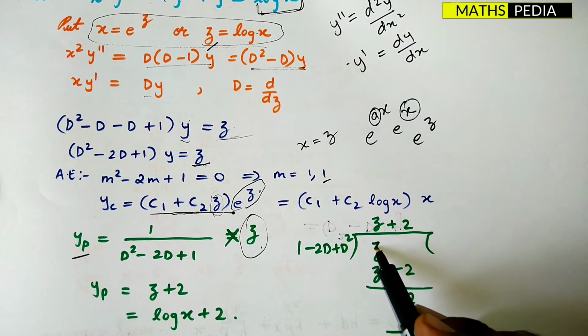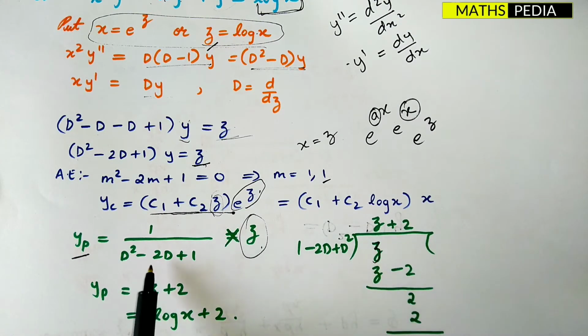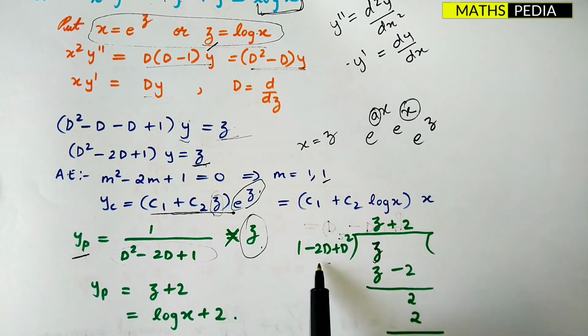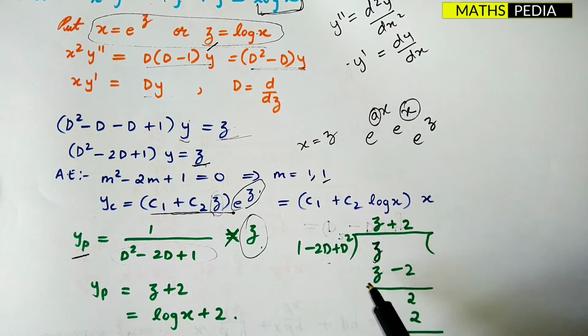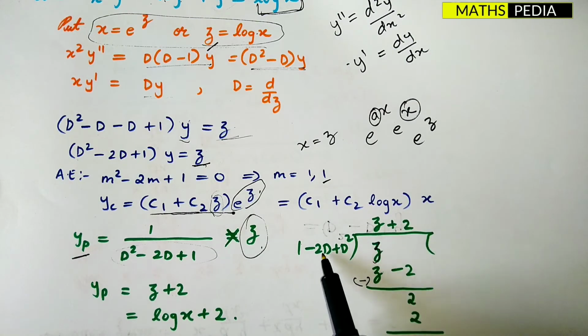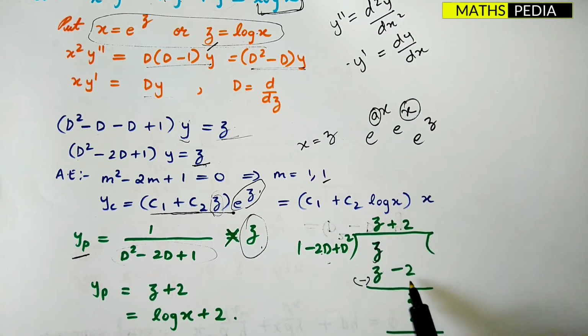So we have to take z inside and whatever is there outside, in decreasing order, you have to take 1 minus 2D plus D square. Then 1 into what will give me z? It is z. Then we have to do minus 2D, minus 2 into the differentiation of this, I will get minus 2. Double differentiation of z is 0, so no need to write the third term.